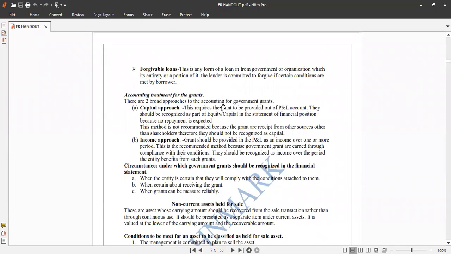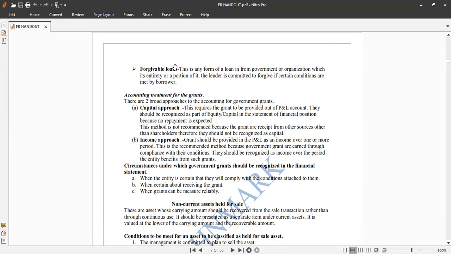And what is the accounting treatment of grants? Now, there are two broad approaches to the accounting of government grants. One, we have the capital approach, and we have the income approach. What's the difference between the two? Now, the capital approach requires grants to be provided outside the P&L account. They should be recognized as part of equity or capital in the statement of financial position because no repayment is expected. Then we have the income approach. Grants should be provided in the P&L as income of one or more periods. So we are saying that in this case, when accounting for government grants, we have two approaches you can use.